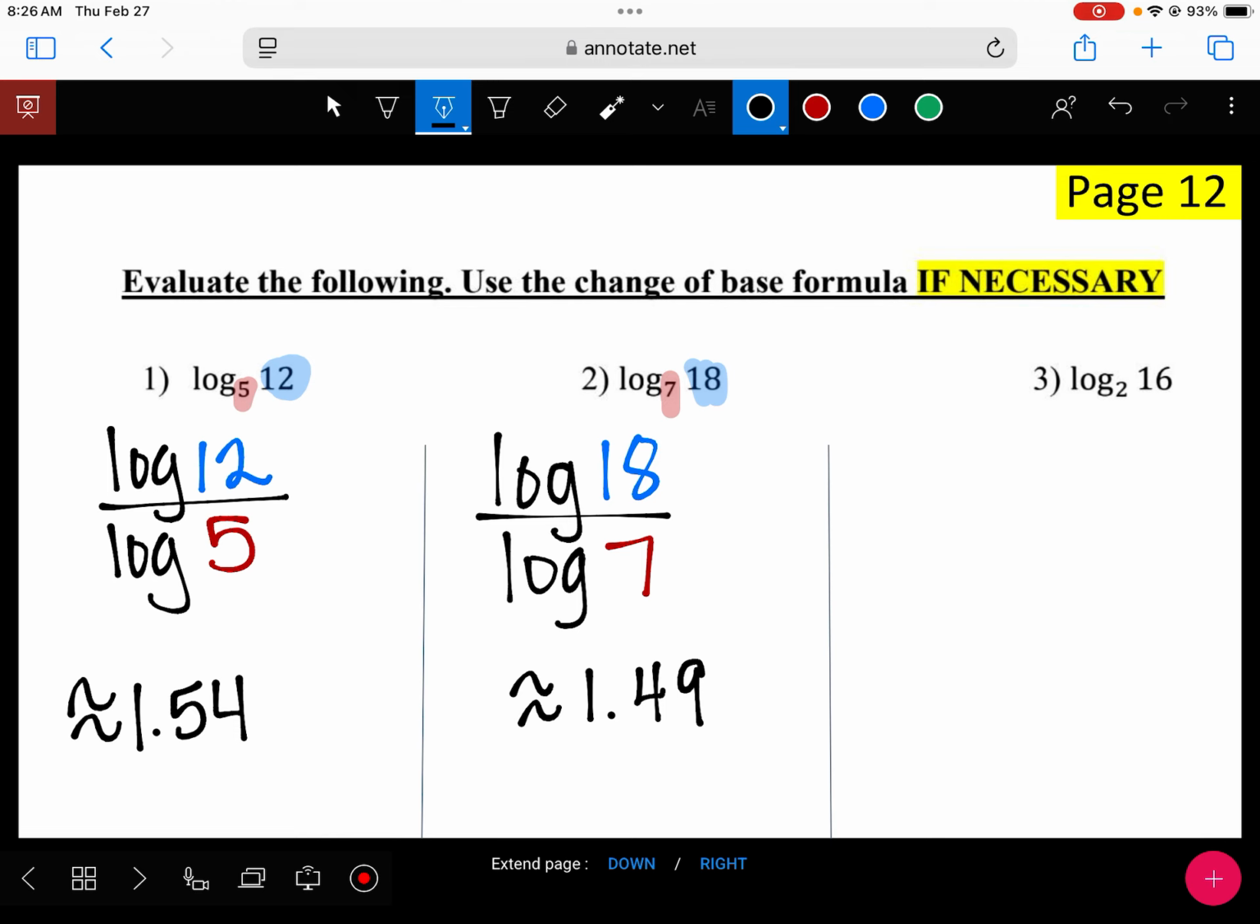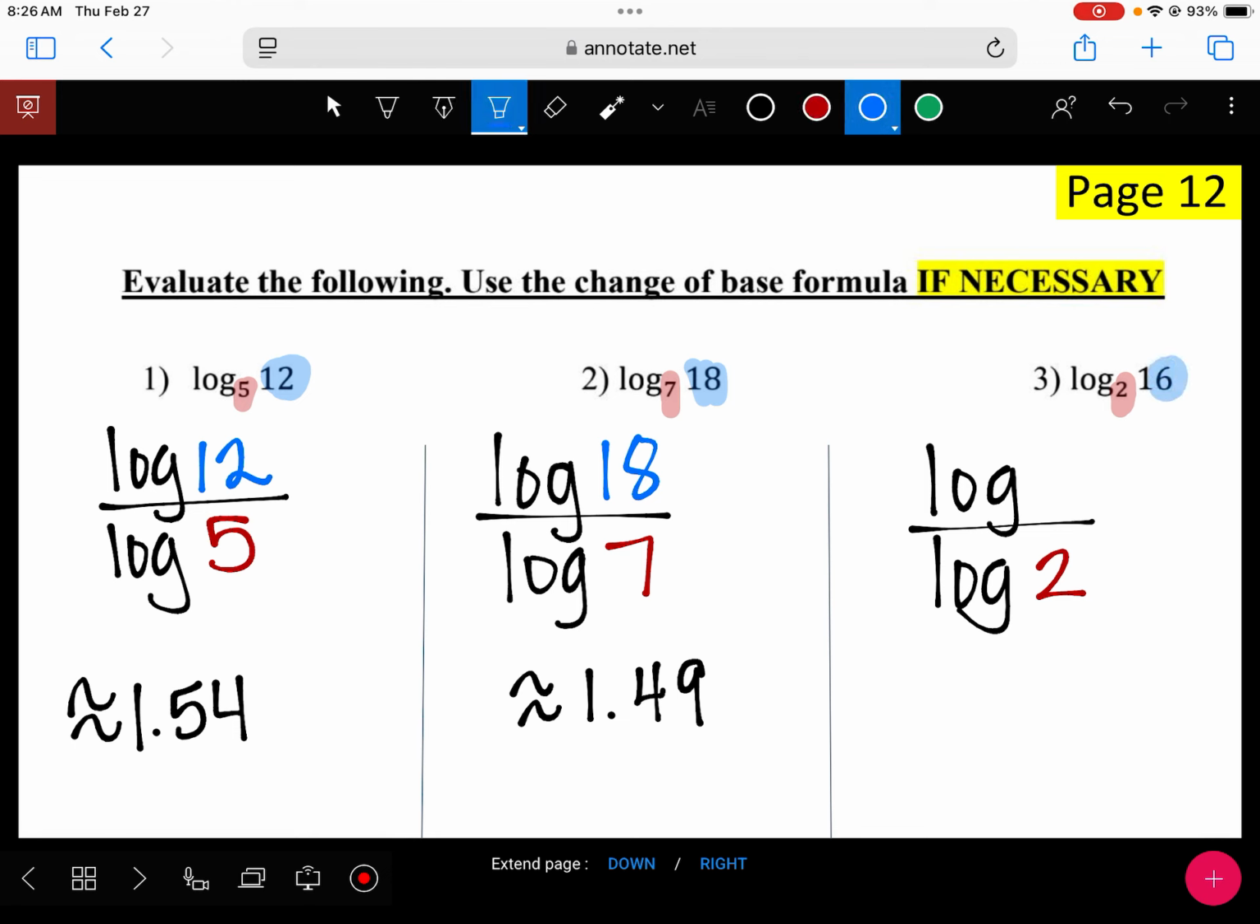All right, go ahead and do number 3. Number 3 should not be a decimal, because you can take 2 and multiply it to a whole number to get to 16. So number 3 should not be a decimal. So when you're typing that in the calculator, we have common log in the top, common log in the bottom. So our base is a 2. And our answer is a 16. And if you type that in the calculator, you should get 4. Who got 4?